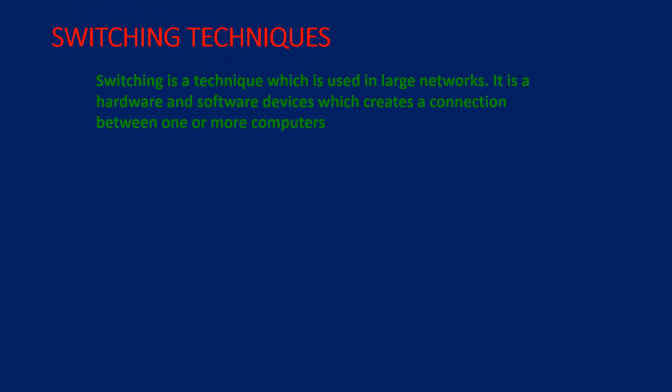Switching technique. Switching is a technique which is used in large networks. It is a hardware and software device which creates a connection between one or more computers. In a large network, there may be more than one path for transmitting data from sender to receiver. Selecting a path the data must take out of the available options is called switching.